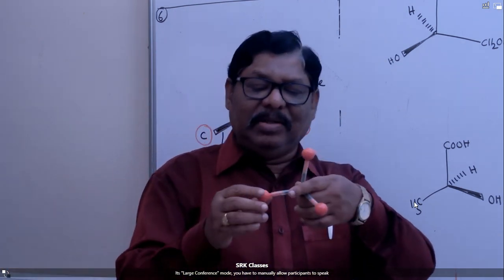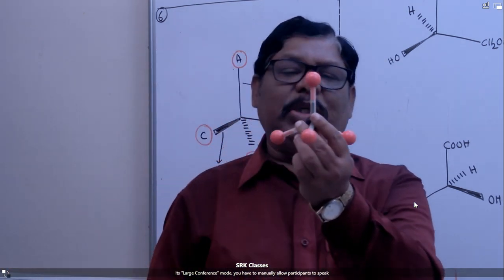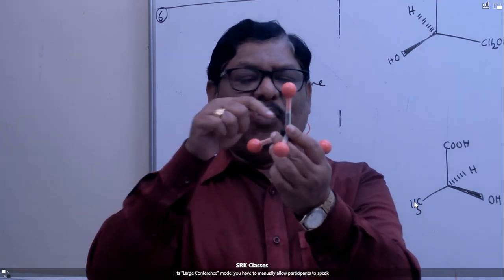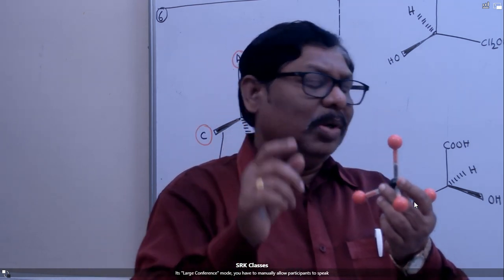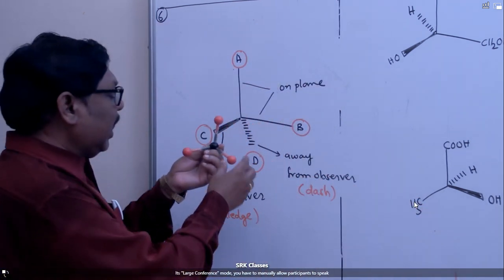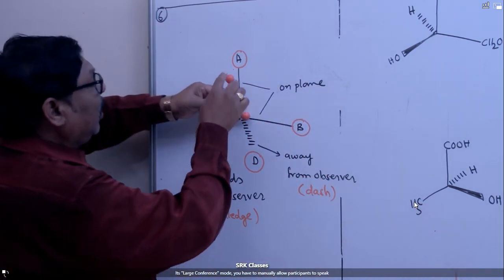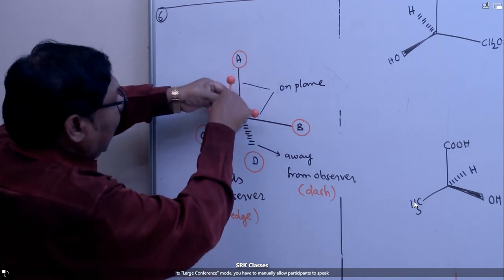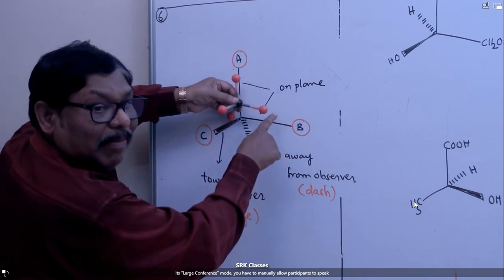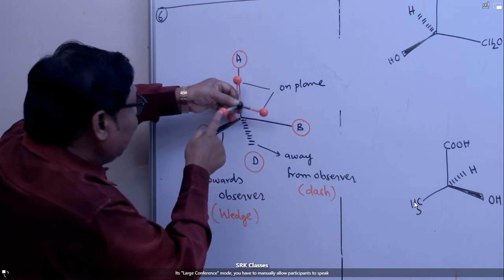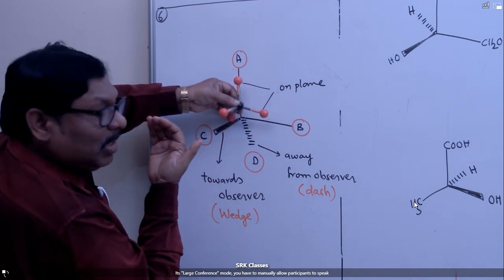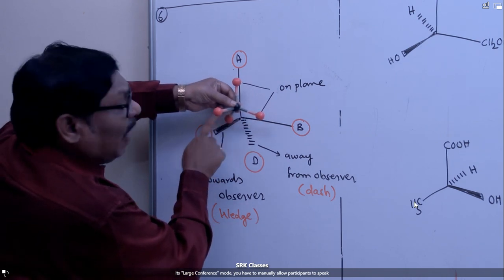Same thing I am giving. This is a tetrahedral molecule. An sp3 carbon atom is there, with 4 bonds. Now, the same molecule I am representing here. Look at this one. These two, A and B, are on the same plane. This C is projected towards the observer, and this one is away from the observer.